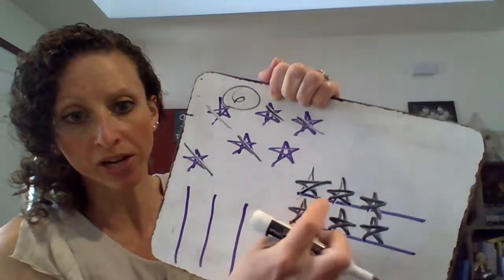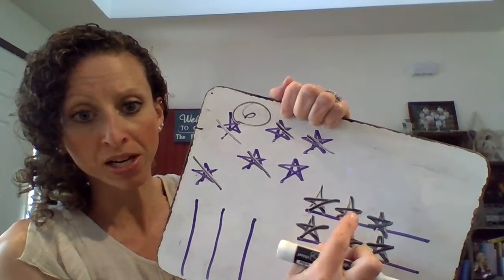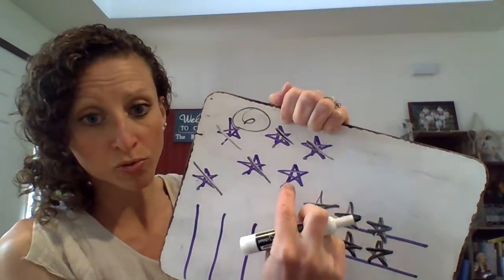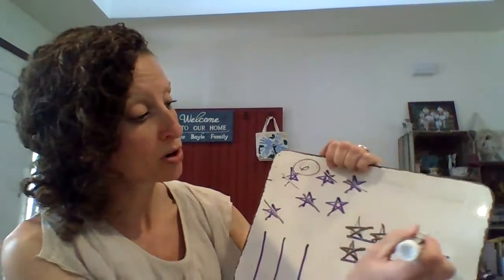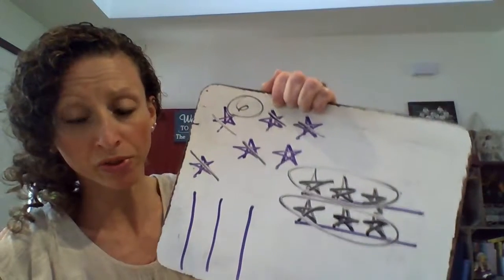Okay, now this right here. This is 2 rows of 3. There's an equal amount in my rows. Rows go side to side. Here's a row, and here's a row. 2 rows of 3.